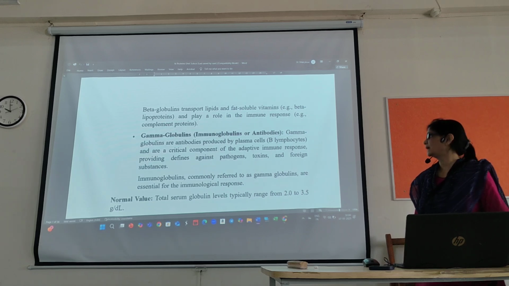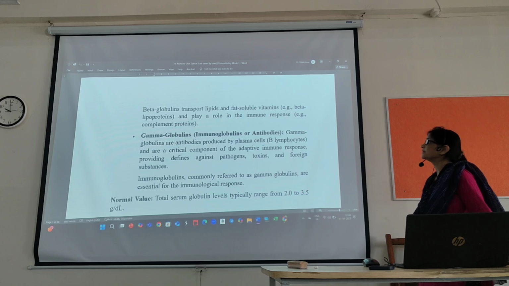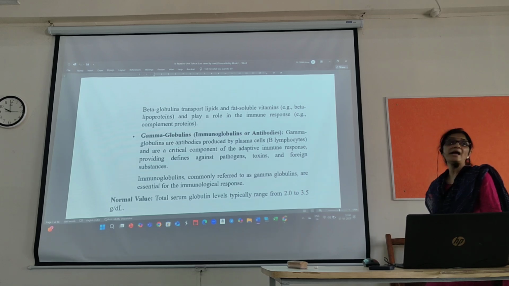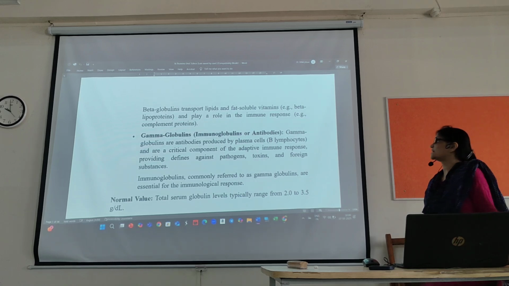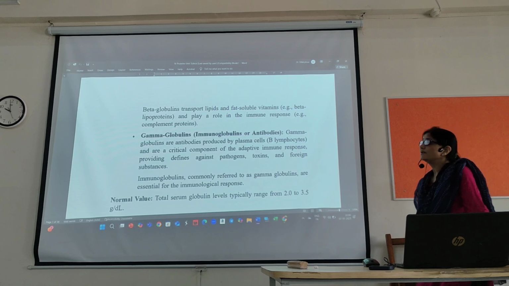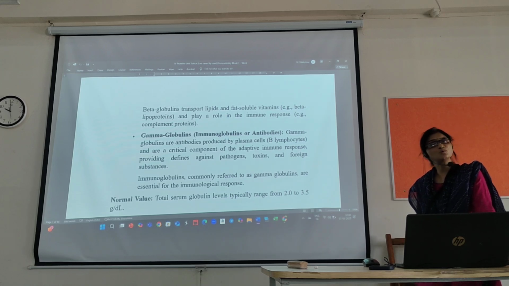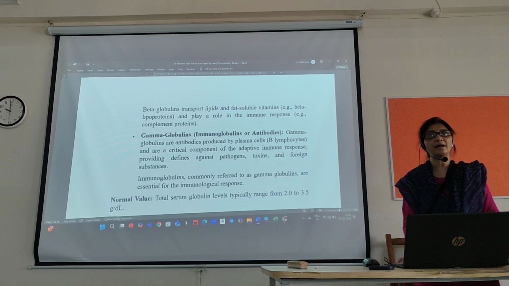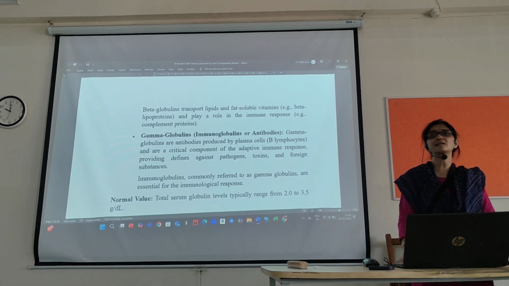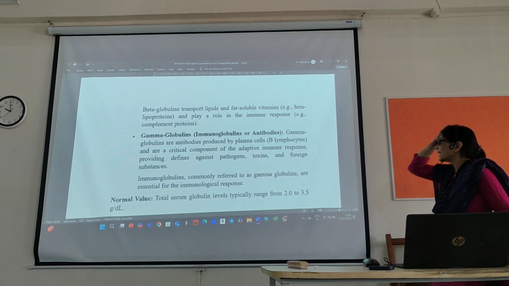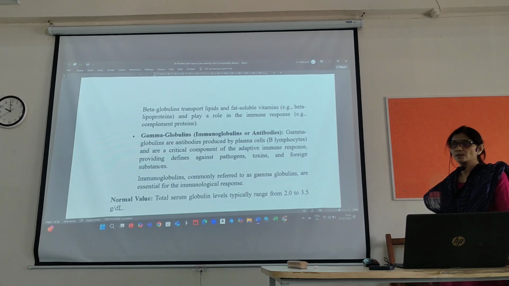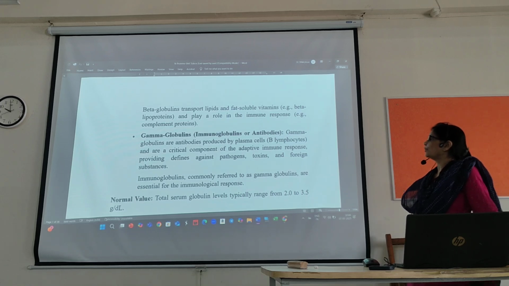See, alpha, beta and gamma globulin. Gamma globulins are also called immunoglobulins or antibodies, mainly present in the immune system. Gamma globulins are antibodies produced by plasma cells called B lymphocytes. Immune system, everybody has heard, I guess. They are a very important component of the adaptive immune response.